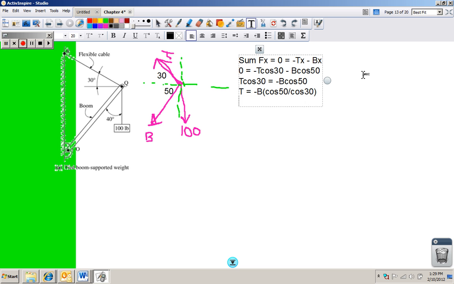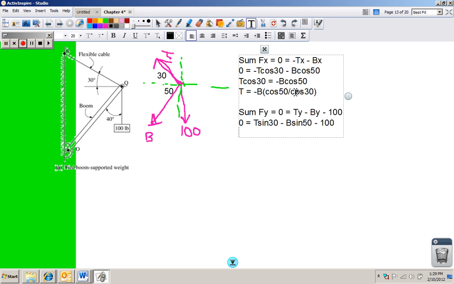Now let's write the sum of the forces Y. It's also equal to 0, and that's going to be equal to Ty, which is a positive number, minus Tx, minus By, minus 100, because those are both acting in negative Y directions. So let's plug in for those. That would be T sine 30 minus B sine 50 minus 100.